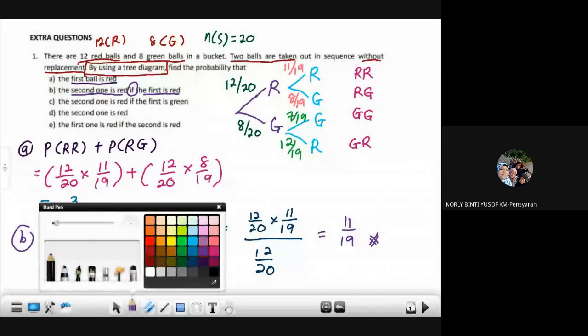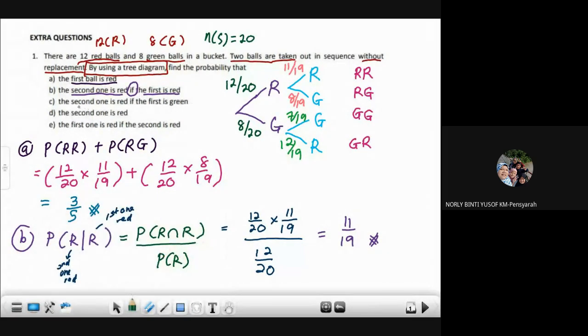Then we go for C. C, the second one is red. Ada perkataan if juga, condition probability. The first is green. So this one, the event is not the same lah as just now. B, red, red, right. Untuk C ni kita ada red, tapi given probability is green.